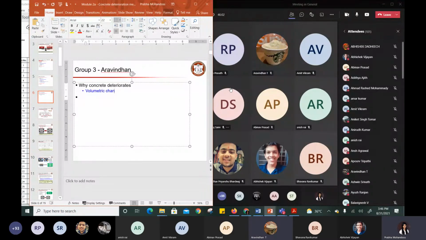Volumetric change in concrete. The aggregates that are present in the concrete can also expand. Aggregates? No, typically aggregates don't expand because that is one of the strongest materials in your concrete, which is used for obtaining dimensional stability. So the paste that you have in concrete has a tendency to change in its volume, but aggregates typically do not change in volume.